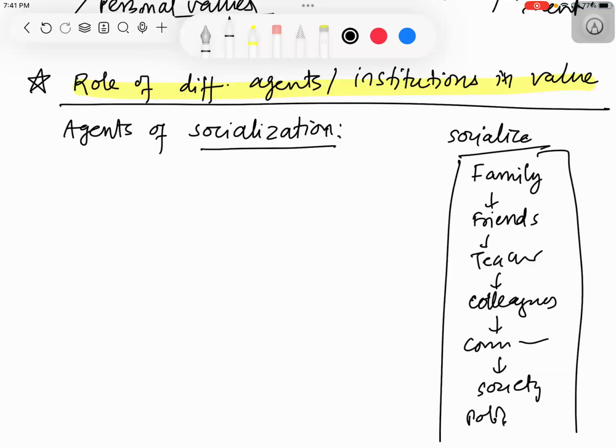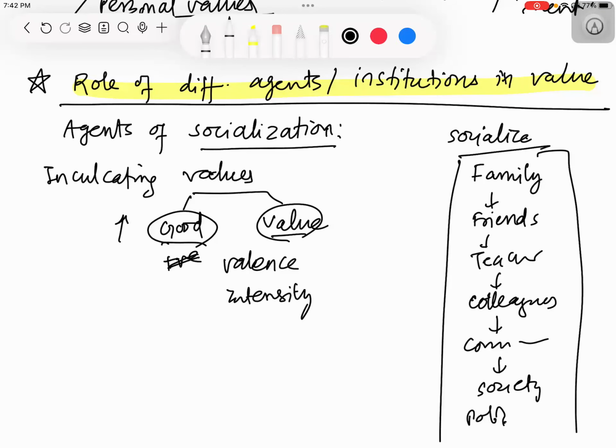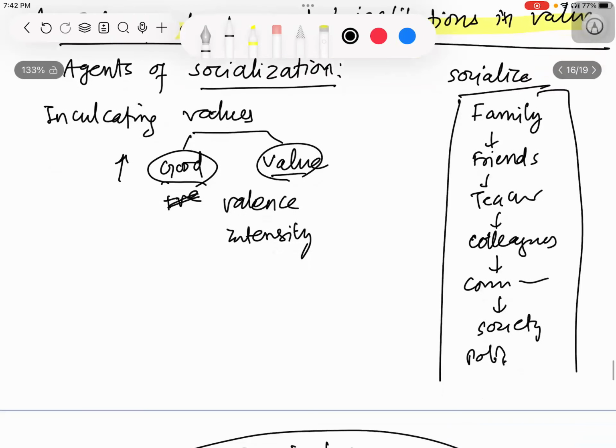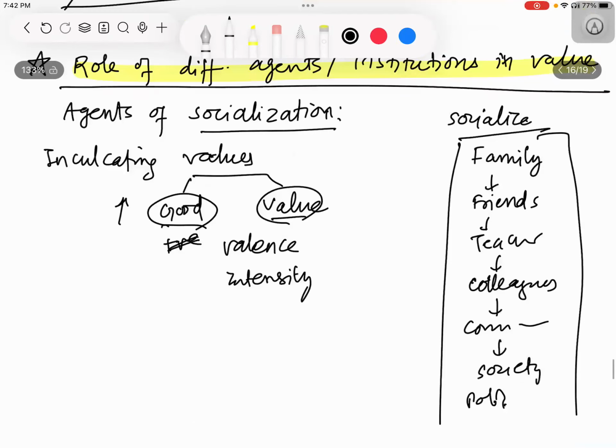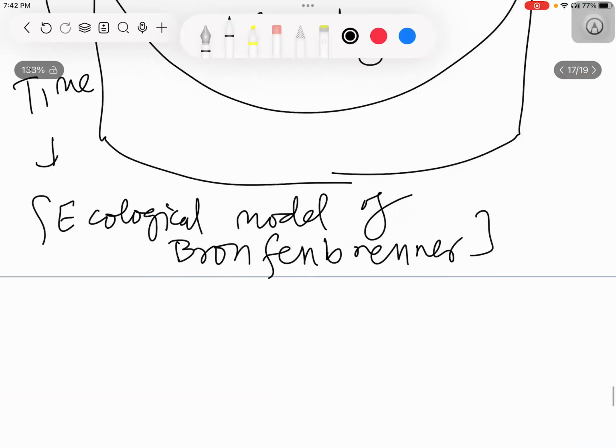So all of them are inculcating values. Now all of them are not inculcating the same values or even good or bad values. Some might be inculcating good values, some might be inculcating bad values, good or bad values at a higher level. Again this is about valence and also a difference in intensity: some impact values with higher intensity, some with lower intensity. So all of them will come into play in the life of one person when it comes to value education. Now if we start from the beginning, for example, let us talk about family.